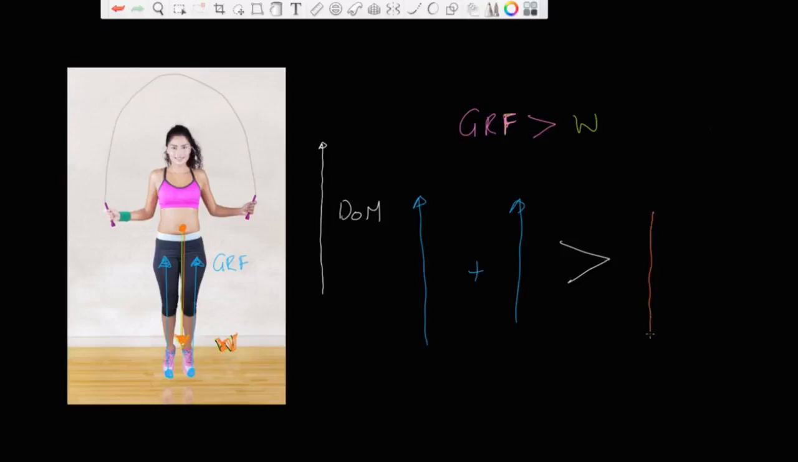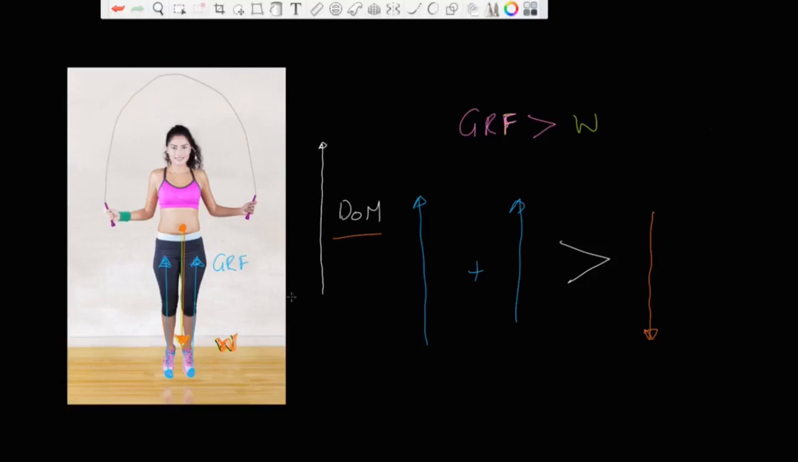So in other words, the ground reaction force is greater than the weight force, and as a result of that, we get this direction of movement up. And of course, we can even look at Newton's second law. Think back to our session on Newton's laws, and we can say the greater the ground reaction force, in other words the greater the force, the greater the acceleration.